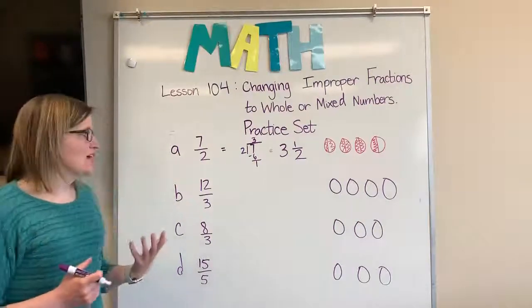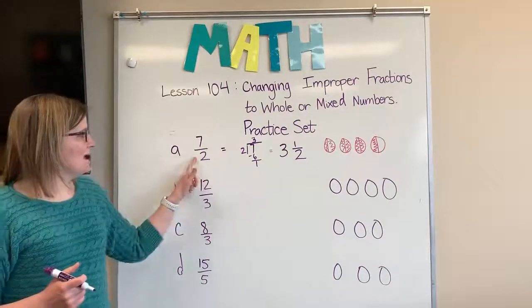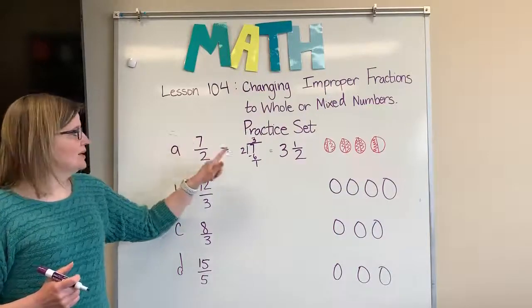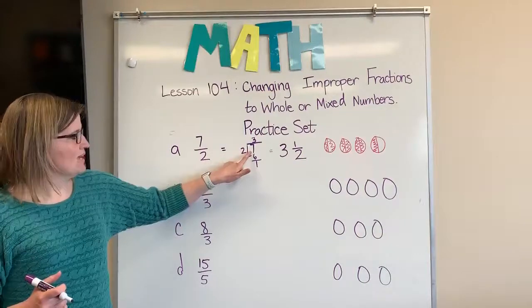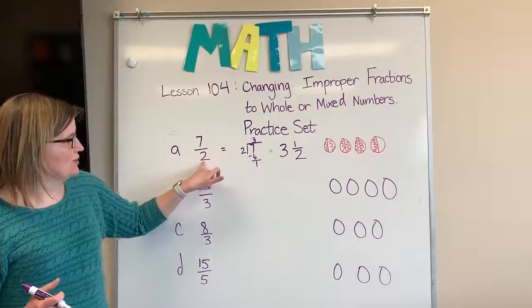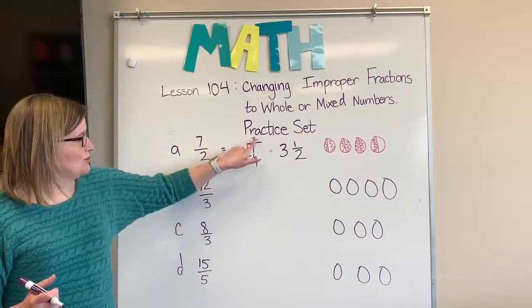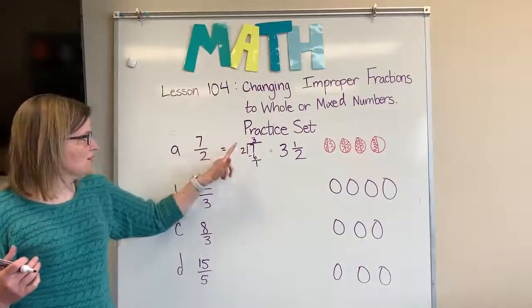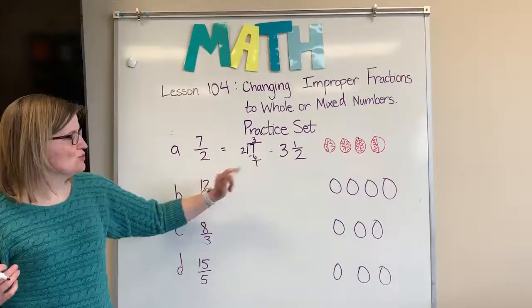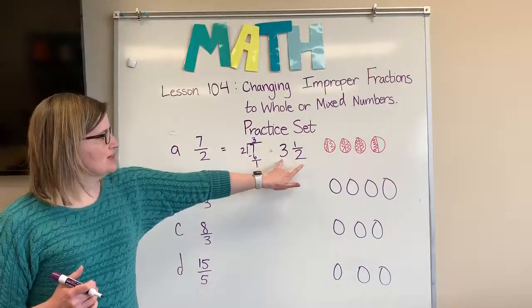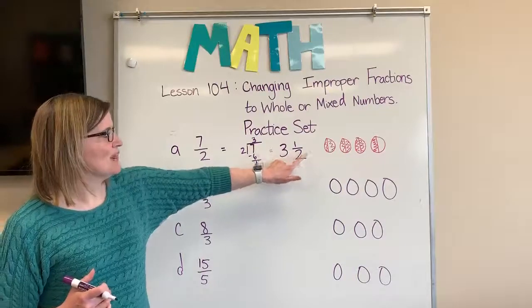So we ask ourselves, how many halves can we get out of the number 7? We take 7, we divide it by 2, our denominator, and we know 3 times 2 is 6, minus 1, and so 7 halves is the equivalent of 3 and 1/2.